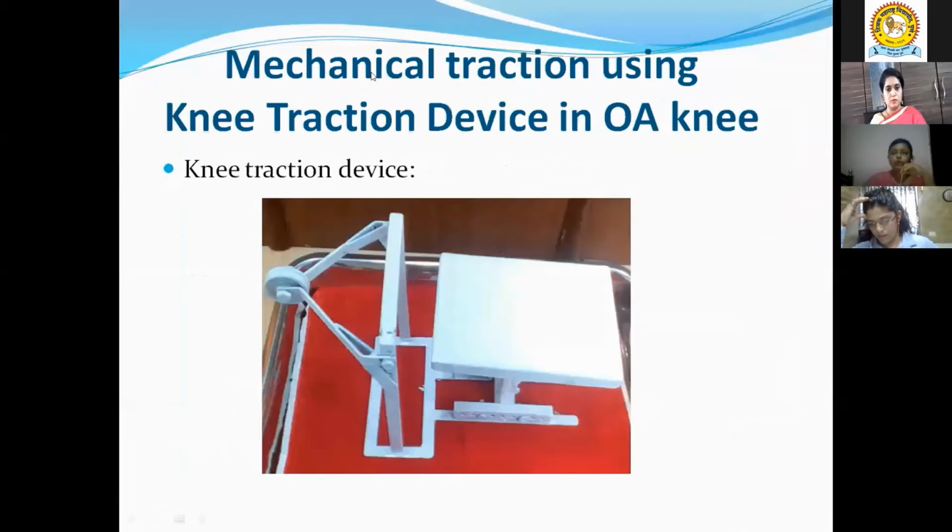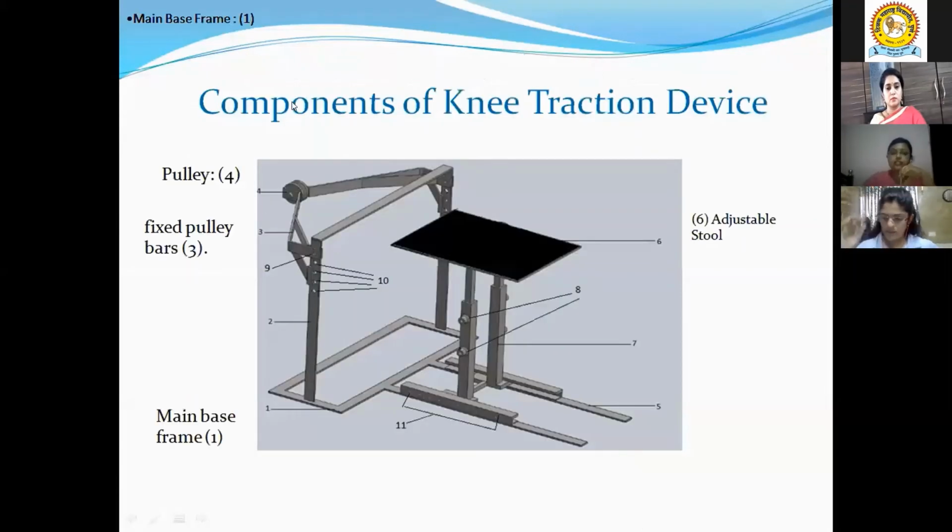So we have a new approach, that is mechanical traction using a knee traction device. First let me introduce what is a knee traction device. This is the small model for the knee traction device. Here you can see the pulley and stand. We'll see parts of it in detail. So these are the components of the knee traction device.